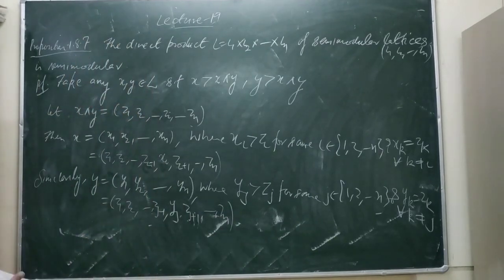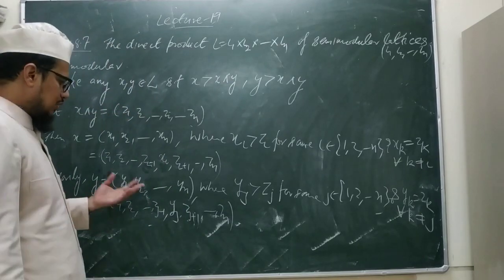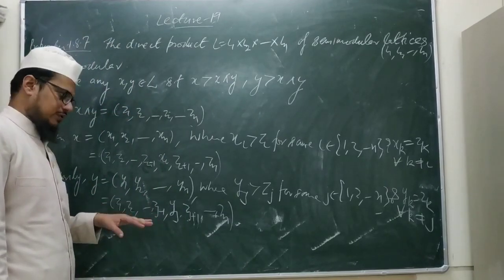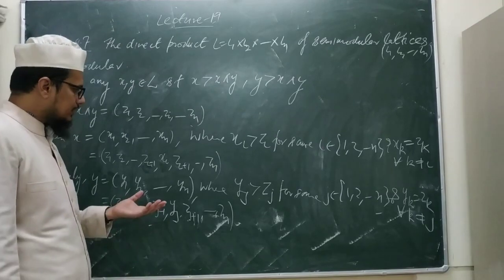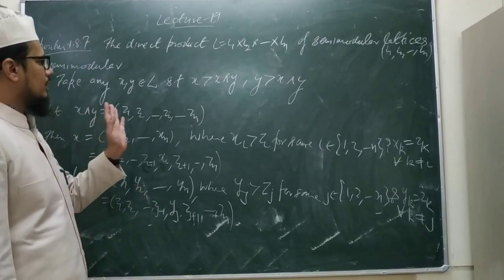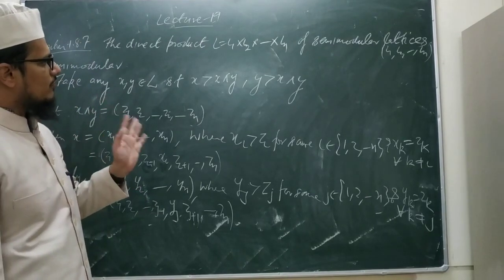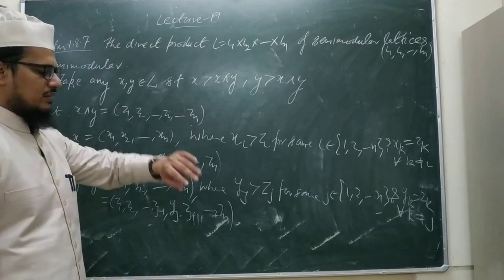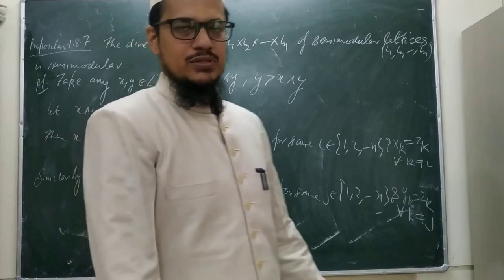Now we will discuss two cases: when i is equal to j and when i is not equal to j. Both things are possible, isn't it? In both cases we will prove that x join y covers x as well as x join y covers y.